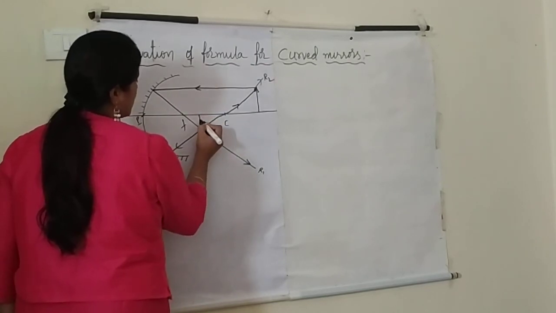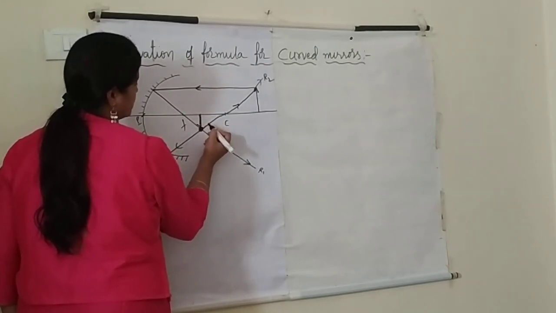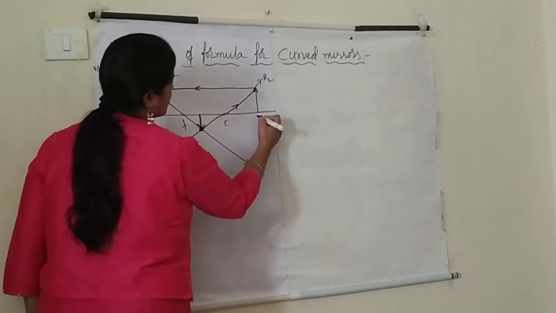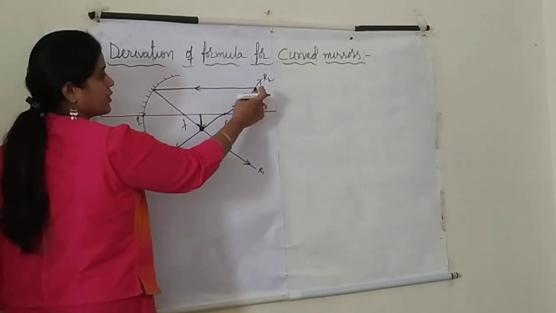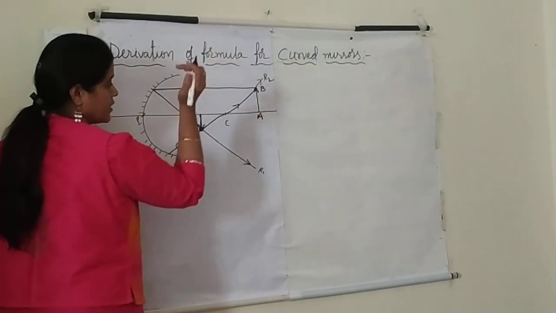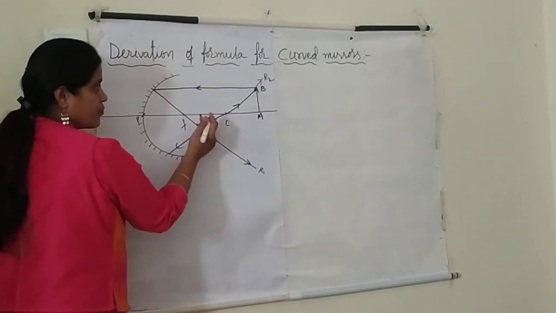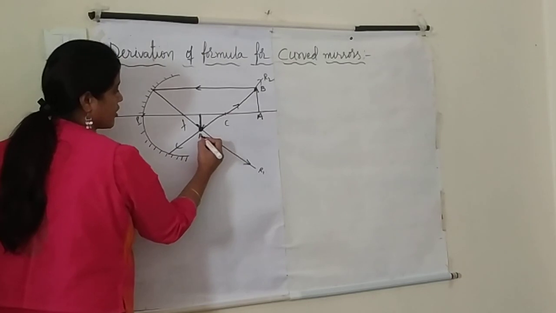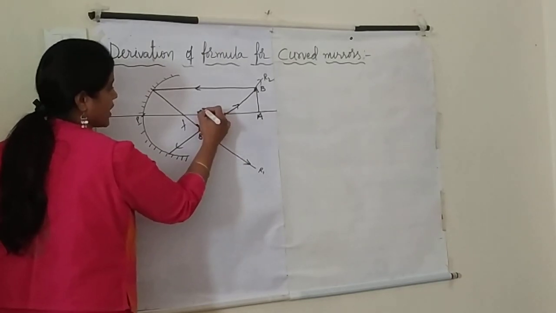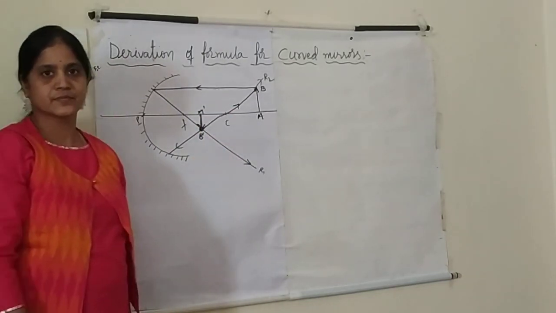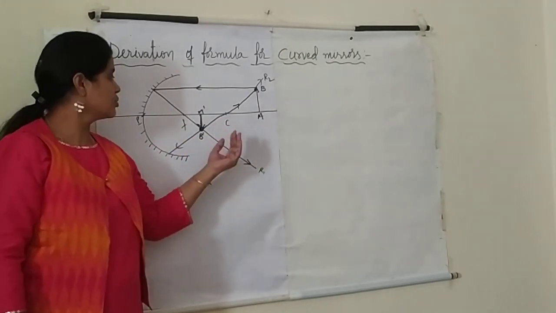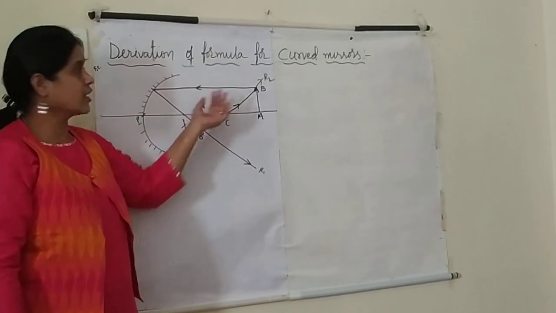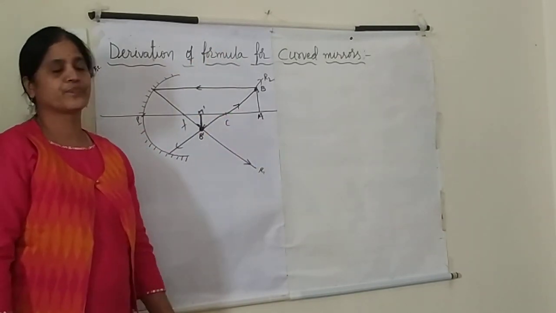So you must draw the image. Here you have to name the object as A and B, and the image of this object is reversed, so you have to name it as B dash and A dash. Understood? Instead of rule 2, you take rule 3 to derive this formula.